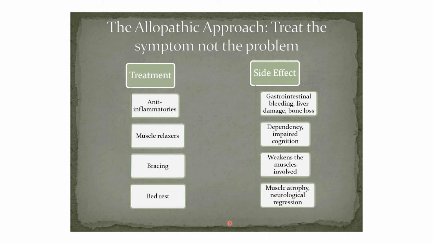So this is the way we currently see people treated for chronic pain syndromes. It can be back pain, shoulder pain, it doesn't really matter. We're treating the symptom and not the problem. The biggies right here, anti-inflammatories. Okay, that can be prescription or over the counter.